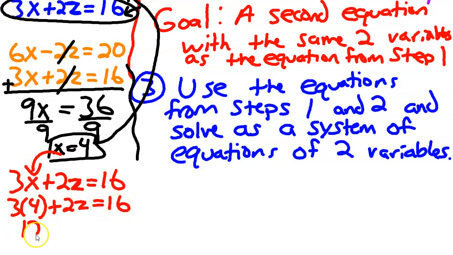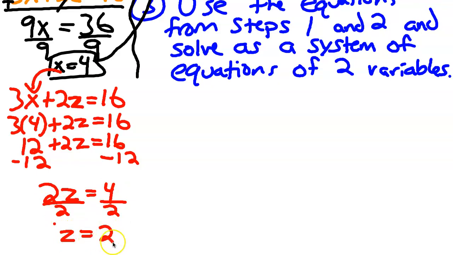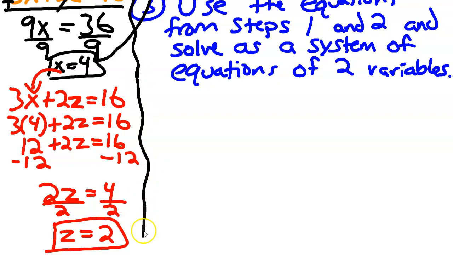And then we'll get 12. And now we can solve this for z. I'll subtract the 12 to the other side. Just going to scroll down a little bit further. We get 2z equals 4. We divide by 2 on both sides. We get z is equal to 2. That's still in step 3, right? We solved that system of equations with the equations we got from steps 1 and 2. Let me finish drawing this divider here. Now we're done with step 3.